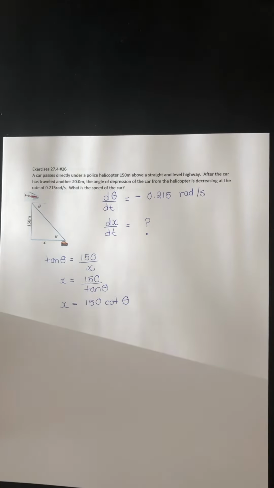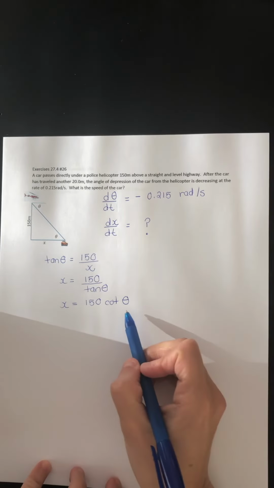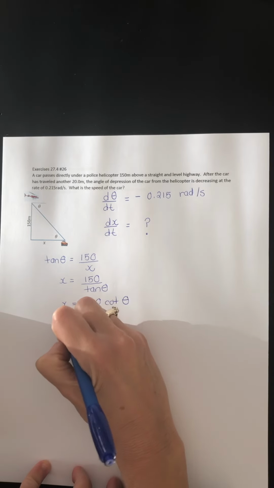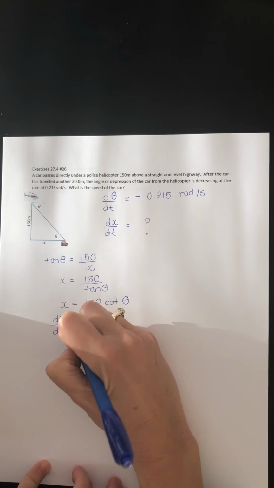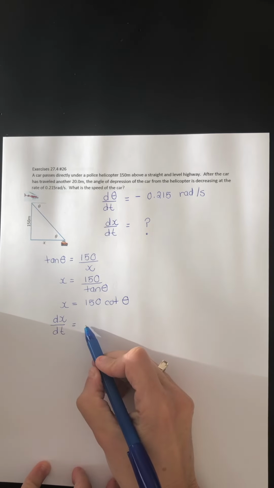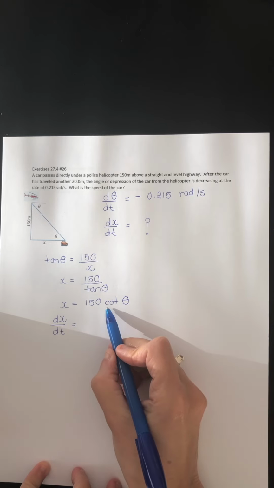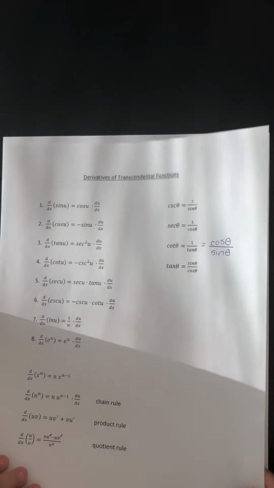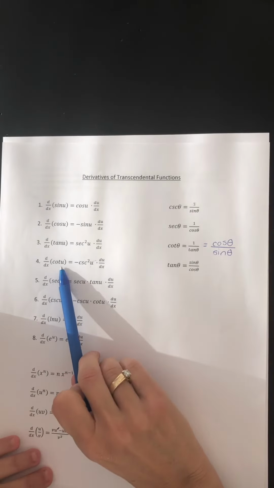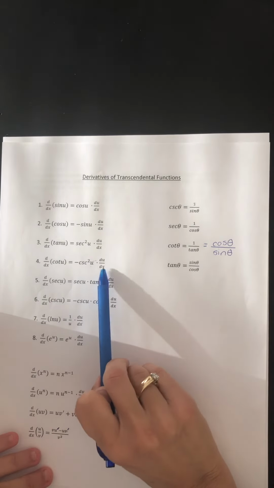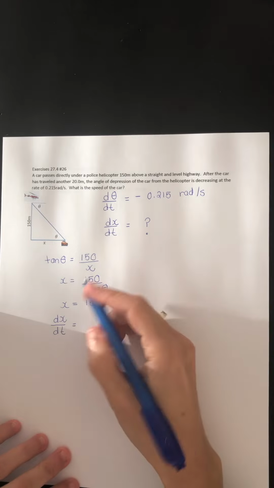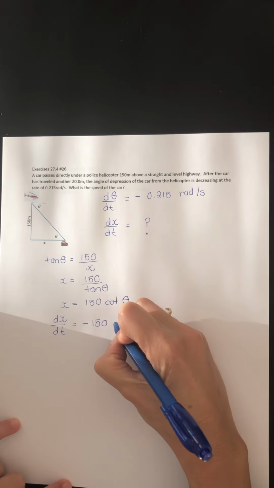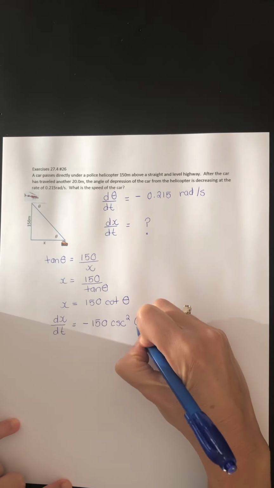Okay, so now I'm going to differentiate both sides of the equation with respect to time. So on the left side, we will have dx by dt. On the right side, of course, we will have the constant 150, and we multiply it by the derivative of cotangent of theta. The derivative of cotangent theta is negative cosecant squared theta times 1. So this is negative 150 times the cosecant squared of theta.